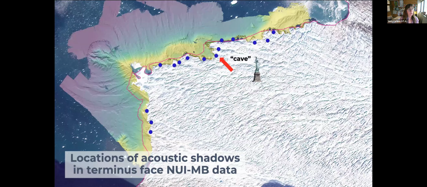These blue dots represent all the different acoustic shadows that we found in different surveys that we took with the NUI multi-beam. So there's lots of places where we think there could be either outlets, potentially where water could be emerging from the face, or they could just be shadows where we weren't able to see behind a surface like a crevasse. And so we're currently trying to provide somewhat of a trust metric on interpreting these blue dots as locations where there's subglacial water coming out.